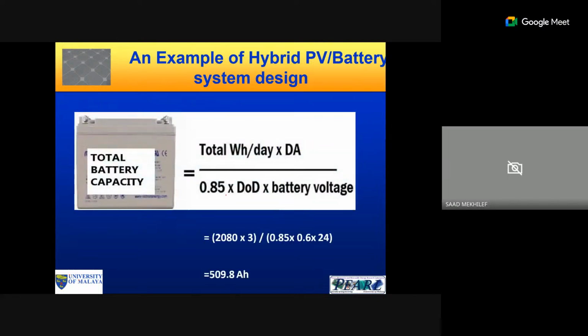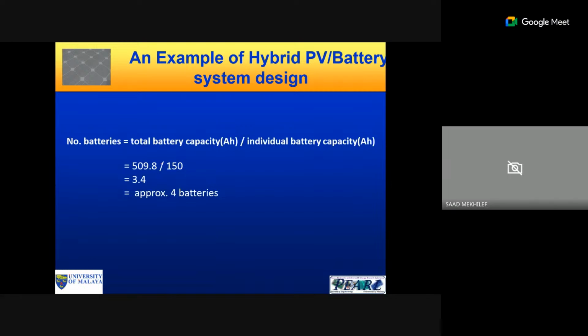So let's calculate this. The total watt hour per day, we assume 3 days. Divide by 0.85, divide by 0.6, multiplied by 24, which is the battery voltage. So we get the AH, which is almost 510 AH. So this is the size of the battery. So AH divided by 150 AH per battery gives you 3.4, so we can get around 4 batteries. So this is how to calculate the size of the batteries.